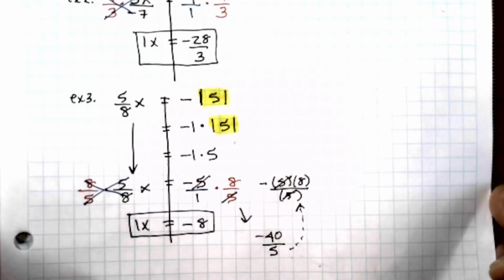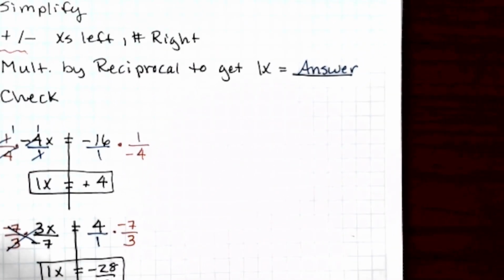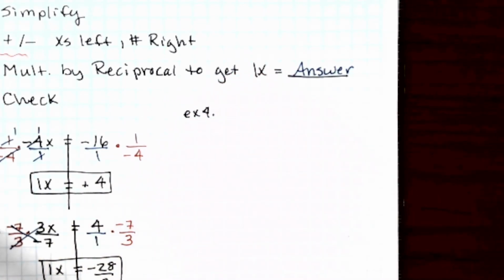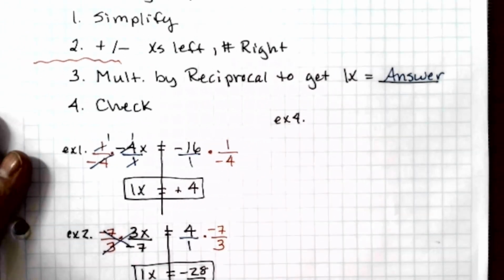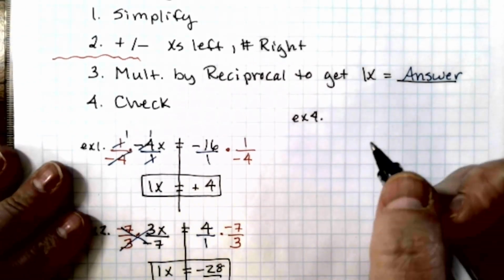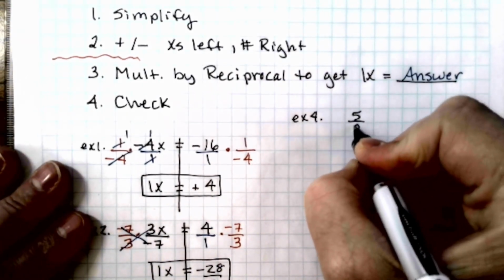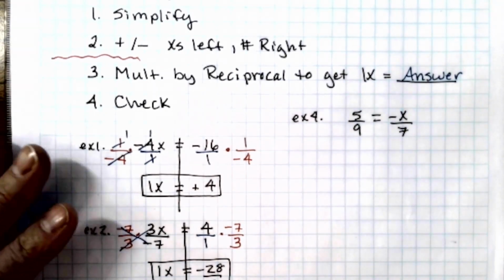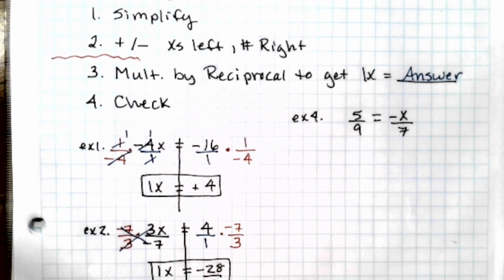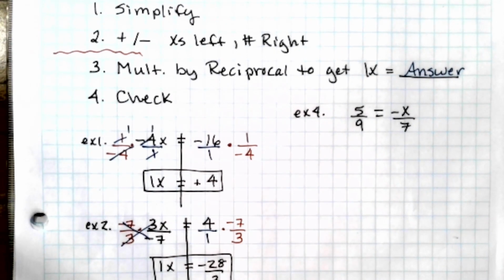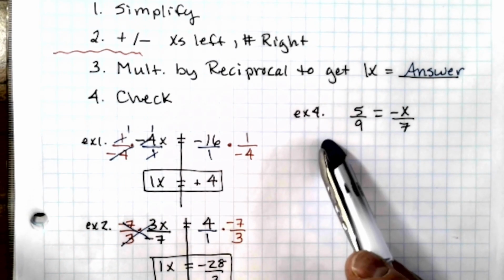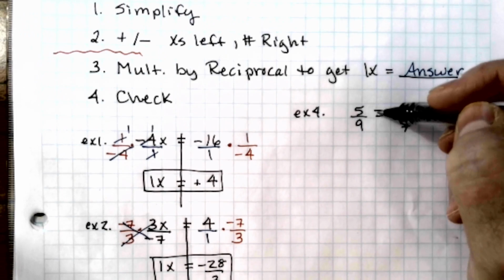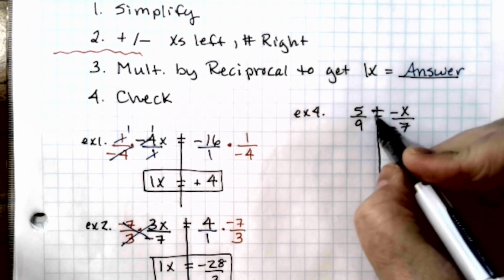All right, I'm going to teach you another shortcut today. Like all shortcuts, if you don't like it, don't use it. So example 4 is 5/9 equals negative x over 7. Now, without the shortcut, you would need to add or subtract the x term left, add or subtract the number term to the right, and then you would accomplish getting x's left and numbers right.